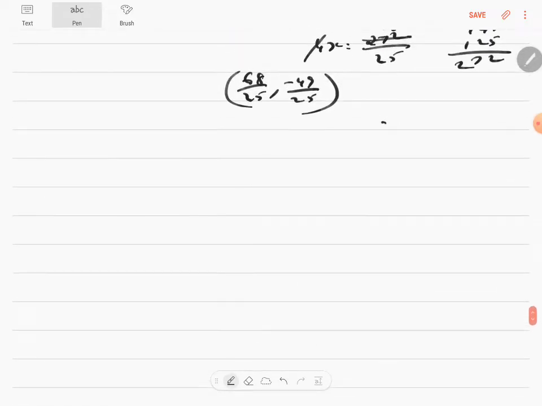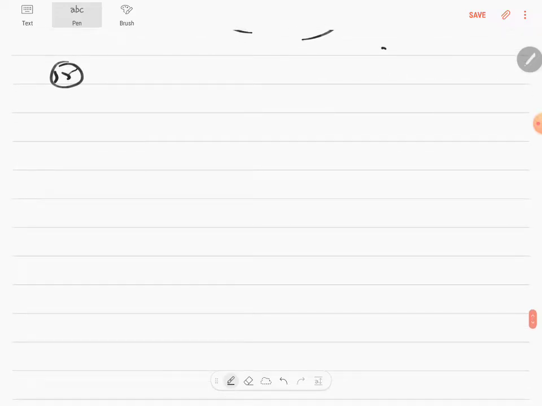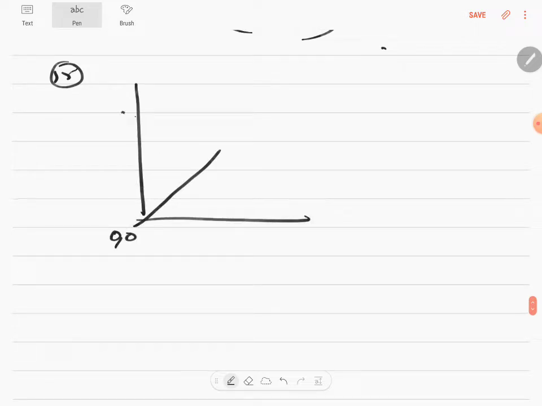So let's go to the next question, which is the 15th question. The perpendicular from the origin to the line y is equal to mx plus c. The perpendicular from the origin to the line y is equal to mx plus c is like this.